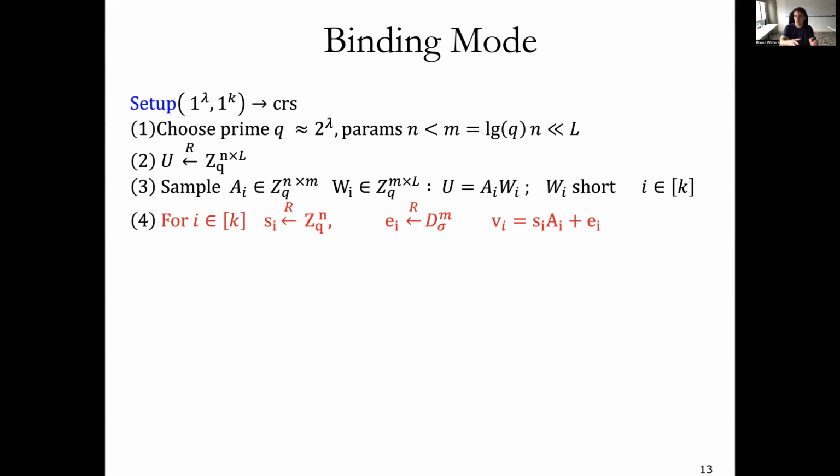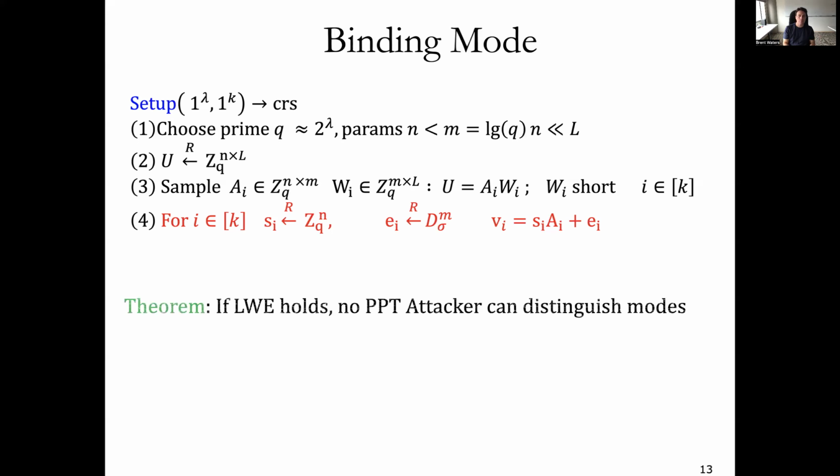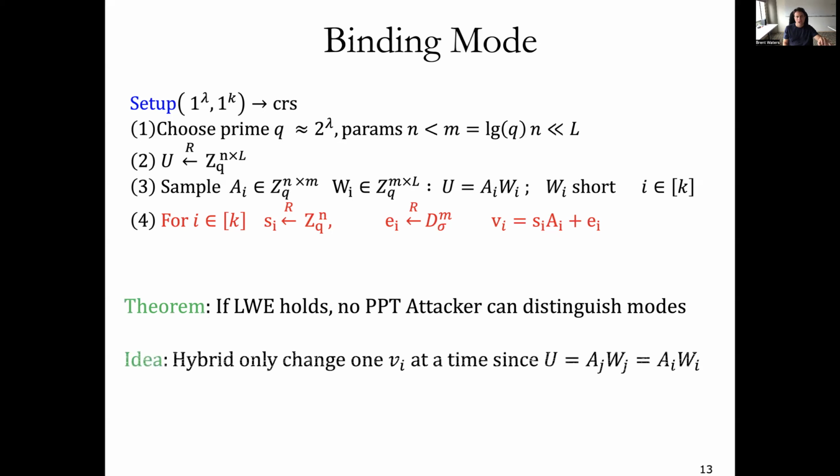Recall before, this was chosen to be uniformly at random, which was really important for establishing the argument that we just saw. Now it's going to be chosen as LWE samples. For each i, we're going to have v_i equal to s_i times a_i, where s_i is a random length n vector, plus noise. What we can show in our theorem is that if the learning with errors assumption holds, no attacker can distinguish between the binding mode and the hiding mode.